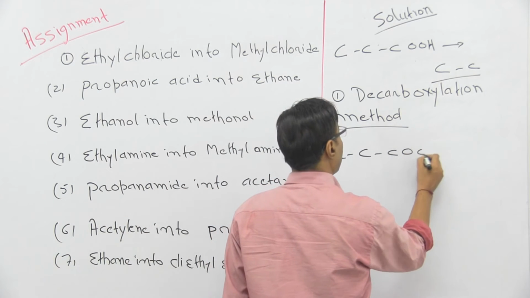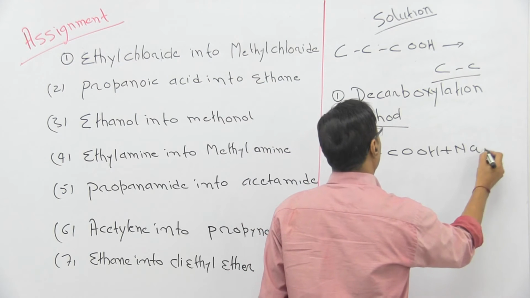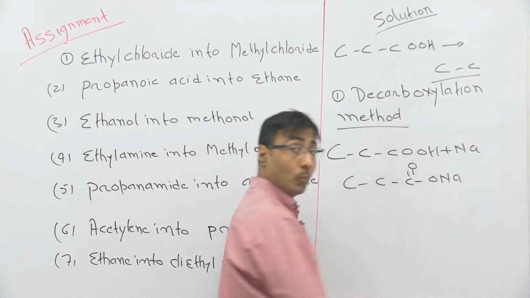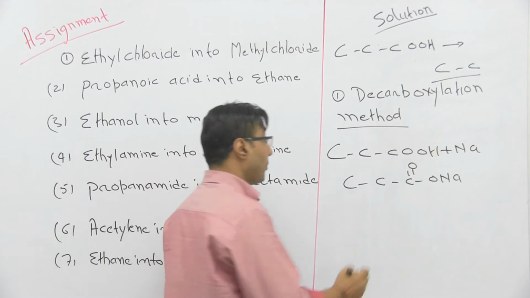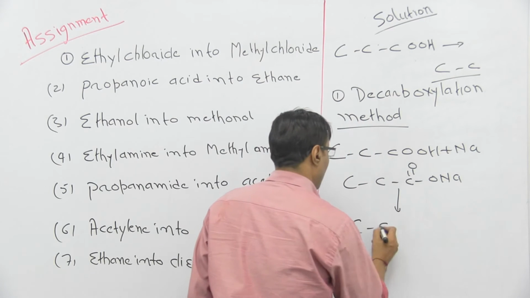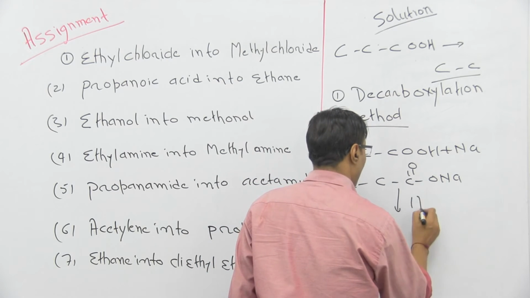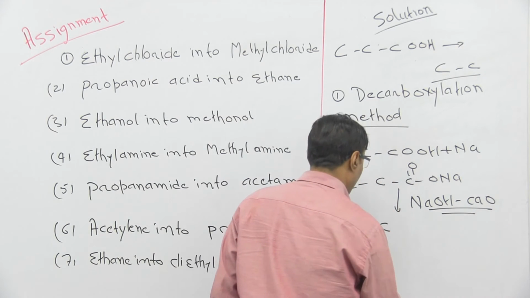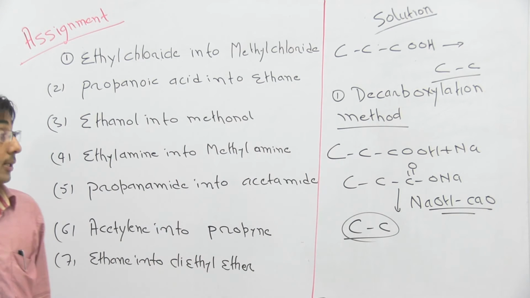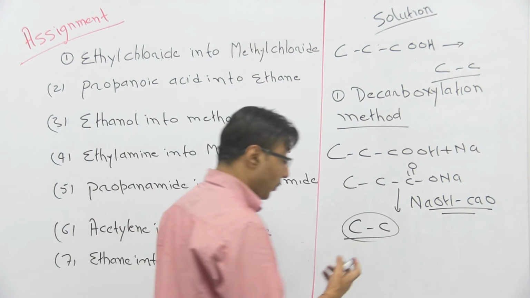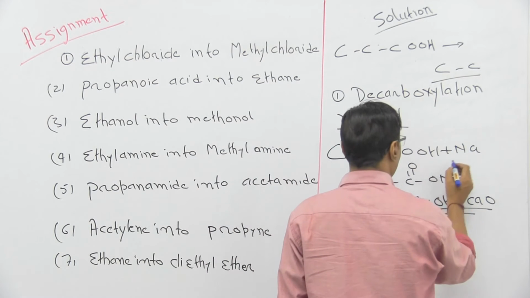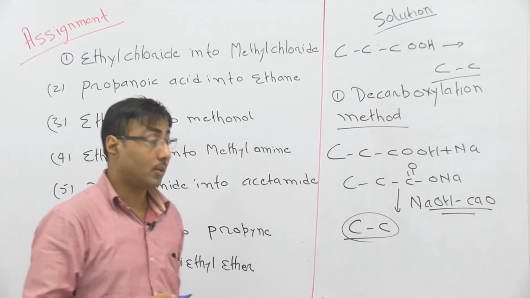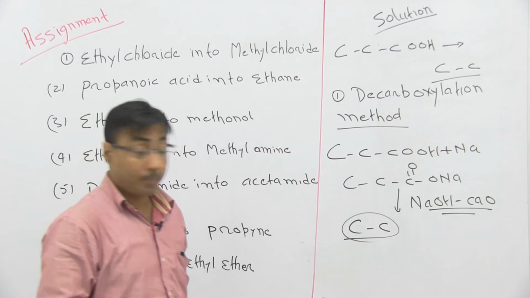Convert this into the sodium salt of the acid. From the sodium salt of the acid, with soda lime, NaOH in the presence of CaO, it will give ethane. As simple as that. It's almost one of the simplest problems, and by the second method itself, on the second step itself, the answer came.